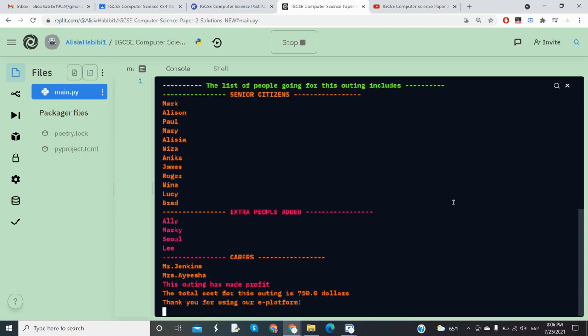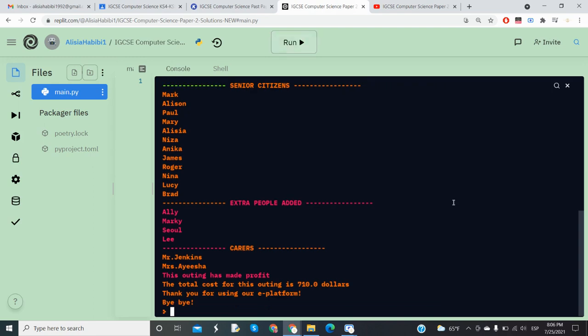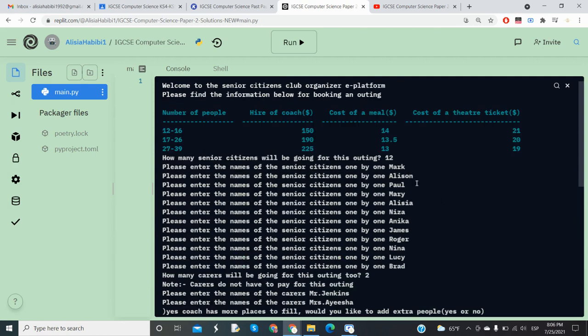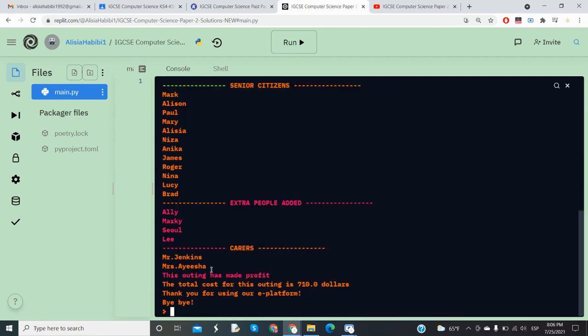And then finally, guys, you can see that it gives me the list of people going. It shows me the senior citizens list, which included those 12 people from Mark, Allison, all the way to Brad. And it shows me the extra people, which are Ali, Marquis, Sol, and Lee. It's also showing me the carers that are going. So this is the list of people.